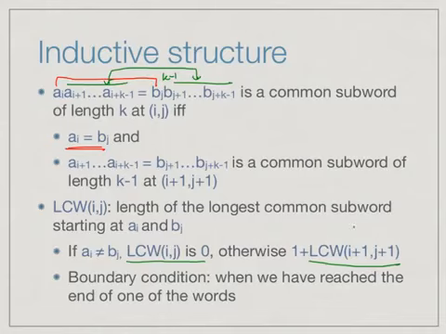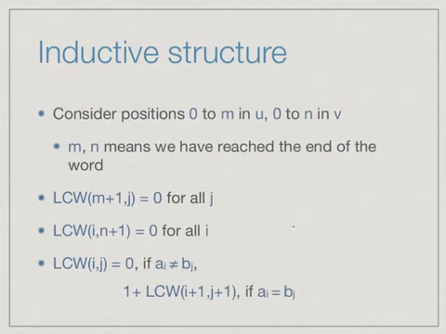And the base case or the boundary condition is when one of the two words is empty. Right? If I have no letters left, I'm looking at different combinations of i and j. So if either i or j has reached the end of the word, then there is no possibility of a common subword at that point. So when we have reached the end of one of the words, the answer must be 0. Right?